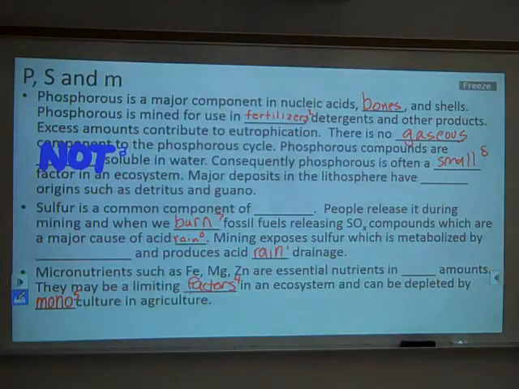Phosphorus does not form gases under normal conditions. It's also very insoluble. So we do mine for it.